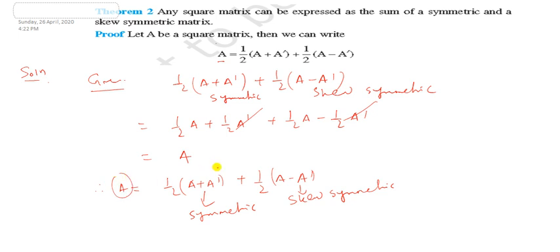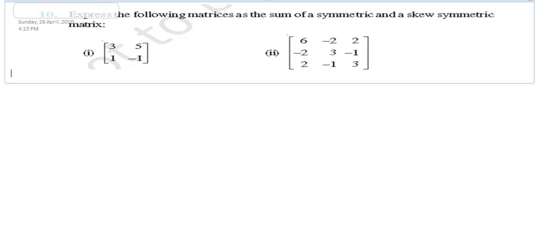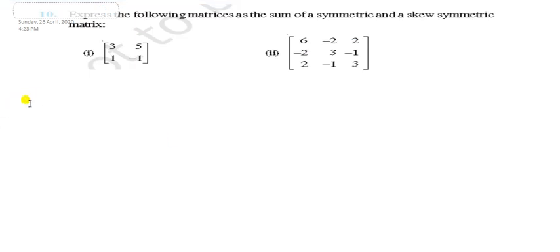So that means every matrix A can be expressed as the sum of a symmetric as well as a skew symmetric matrix in this way: half of (A plus A'), half of (A minus A'). So let me solve some questions, the application of this. Look at this type of questions that will be asked to you. So here you take it as A, this is 3 5 1 minus 1, and you find first A'. I have to form it in such a way that A will be expressed as the sum of a symmetric and a skew symmetric matrix. So A' will be 3 1 and this one will be 5 minus 1.